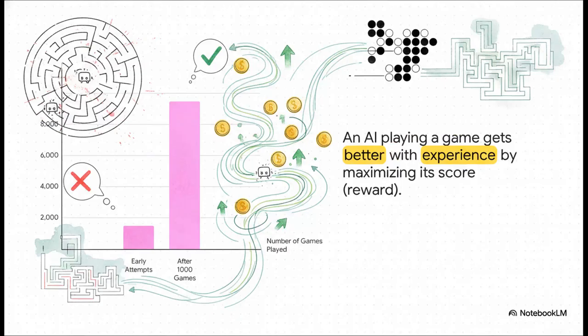Just think of an AI learning to play a video game. The first time it tries, it's a total disaster. It walks right into the first enemy, right? But after thousands and thousands of games, getting points as rewards and losing lives as punishments, it totally masters the level. This is exactly what happened with systems like AlphaGo. It became a world champion by just playing against itself millions of times.